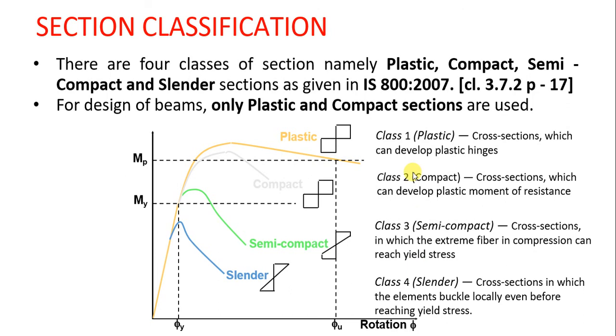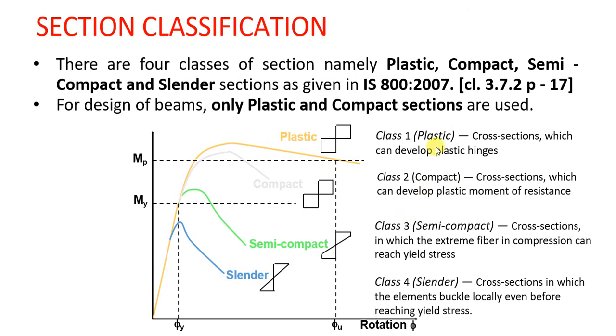As the class increases, load carrying or moment carrying capacity also increases. Slender can't even reach yield stress, so load carrying capacity is less because it will fail early due to buckling. Semi-compact can reach yield stress, that means it can take more load compared to slender ones. Compact can reach yield, and even after that it can reach plastic moment of resistance. That means it can handle more load better when compared to semi-compact.